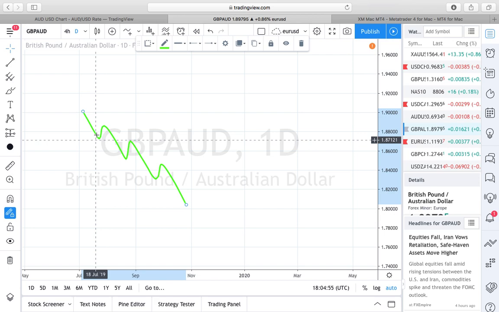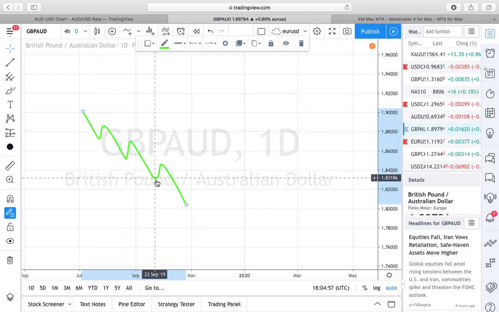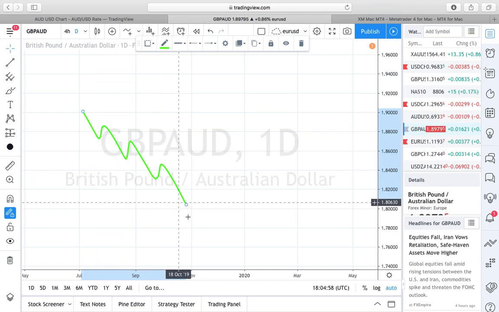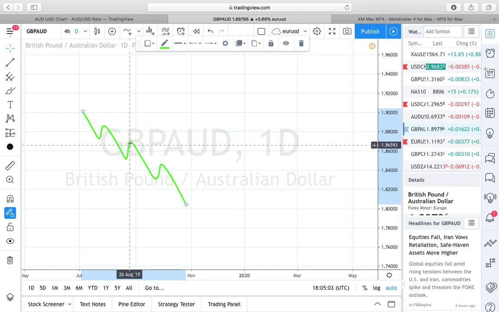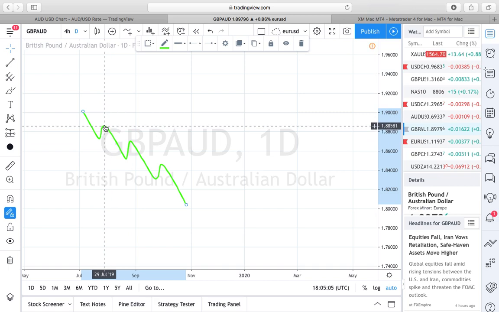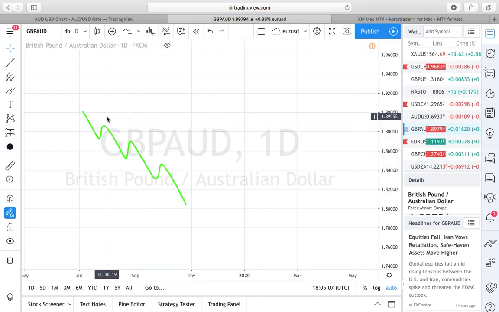These are the low points. This point here, this point, this point, and this point. So those are the low points, right? And then the high points are these points here. This one here, this one here, and that one there, right? So now I mean lower low and lower high, right?